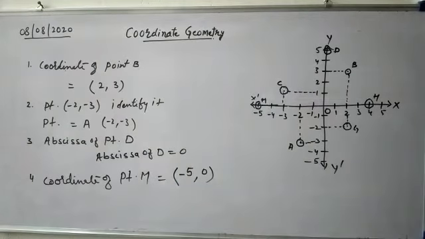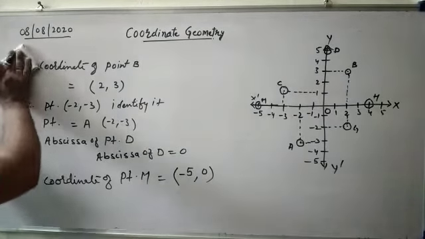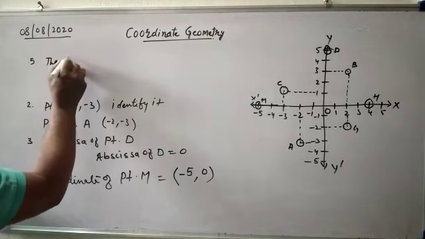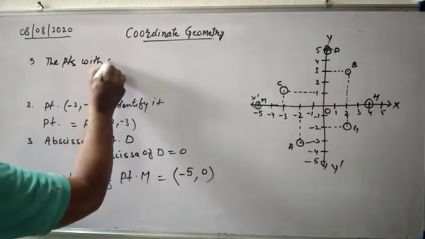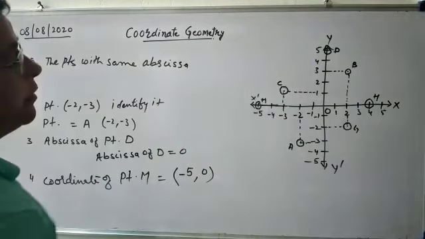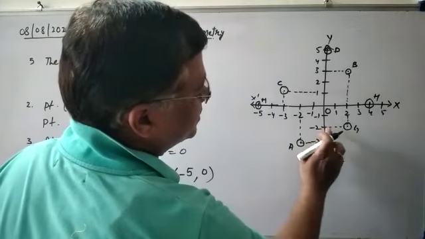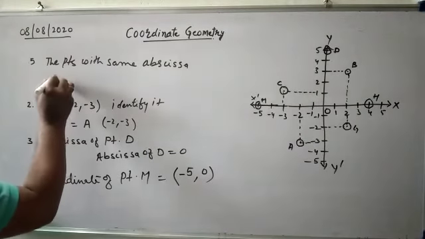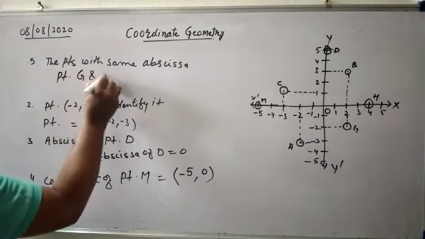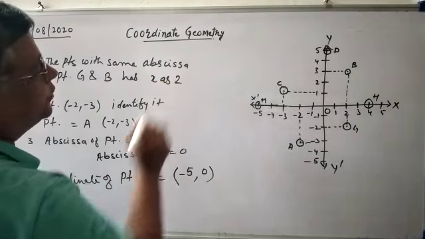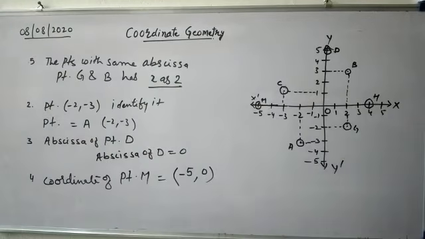Now the points with the same abscissa. Fifth, the points with the same abscissa. So point G has abscissa 2 and point B has abscissa 2. Abscissa means x coordinate. So points G and B have x as 2. So both have the same abscissa.